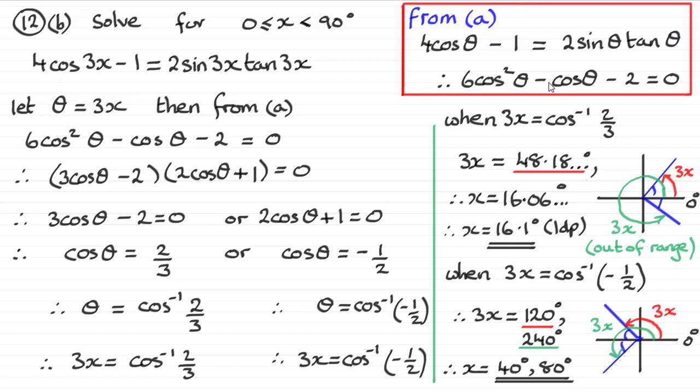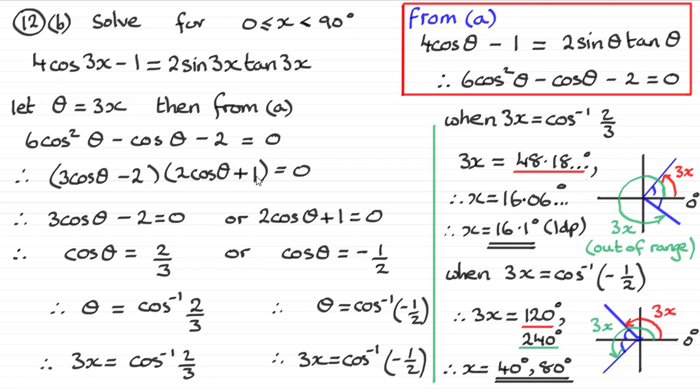Well, that means that if we let this 3x be theta, we can state this equation. And this equation factorizes. Factorizing, you get this, and then we can put each of these factors equal to 0. And by putting 3 cos theta minus 2 equal to 0, you can see that theta turns out to be the inverse cos of 2/3, or in other words, 3x is the inverse cosine of 2/3.